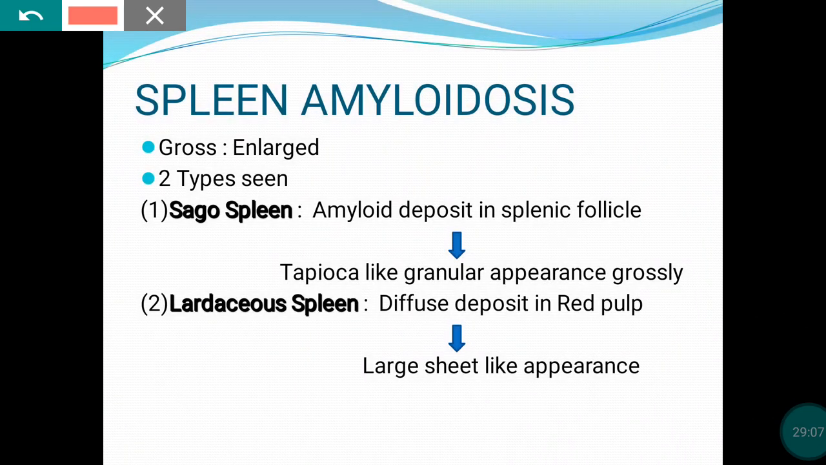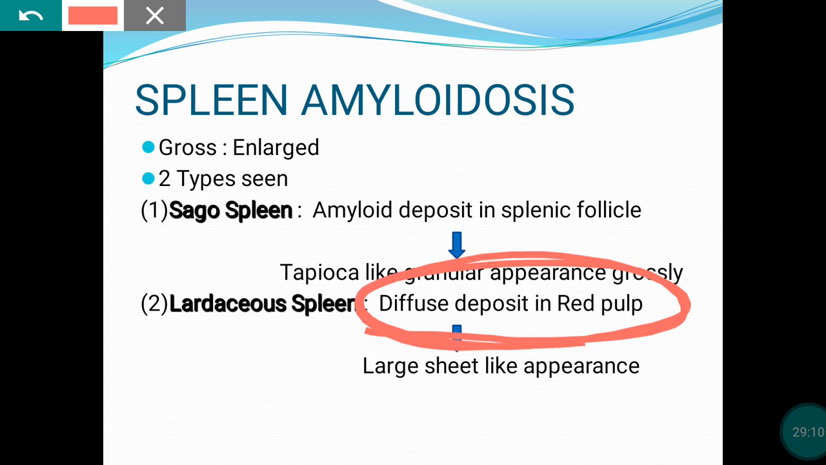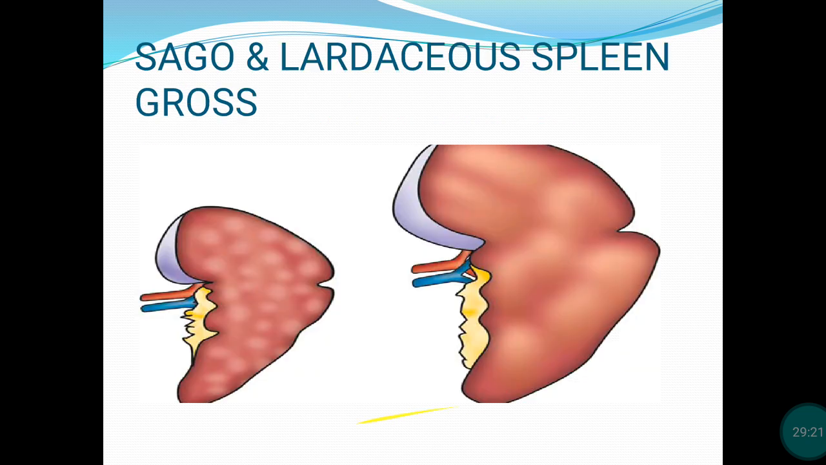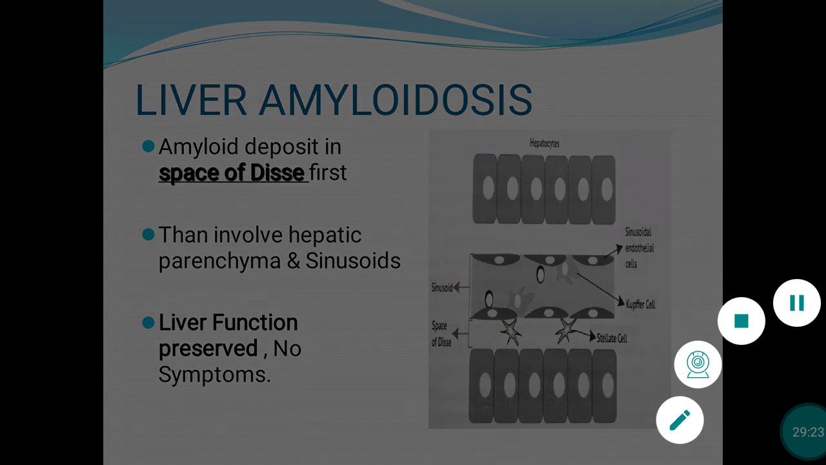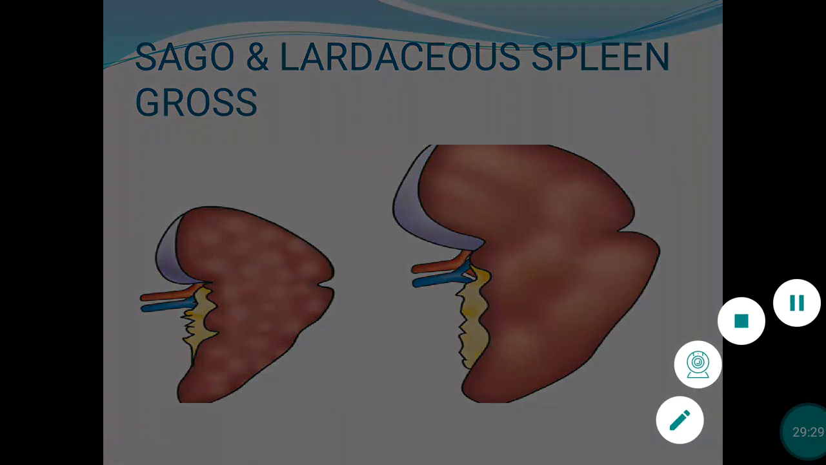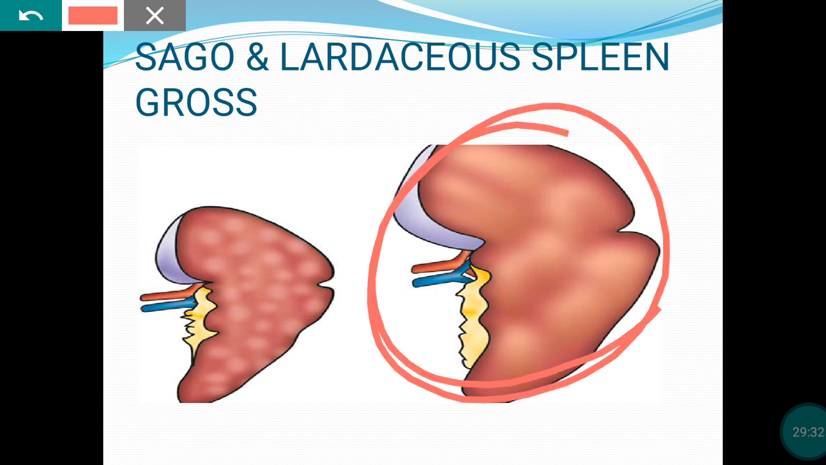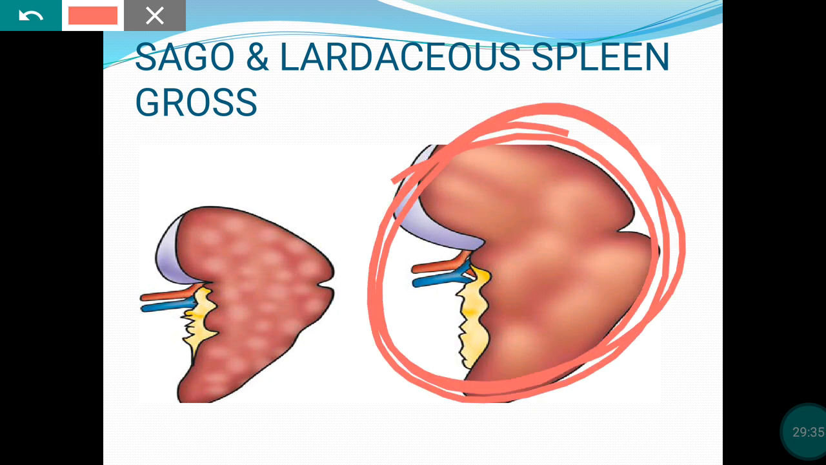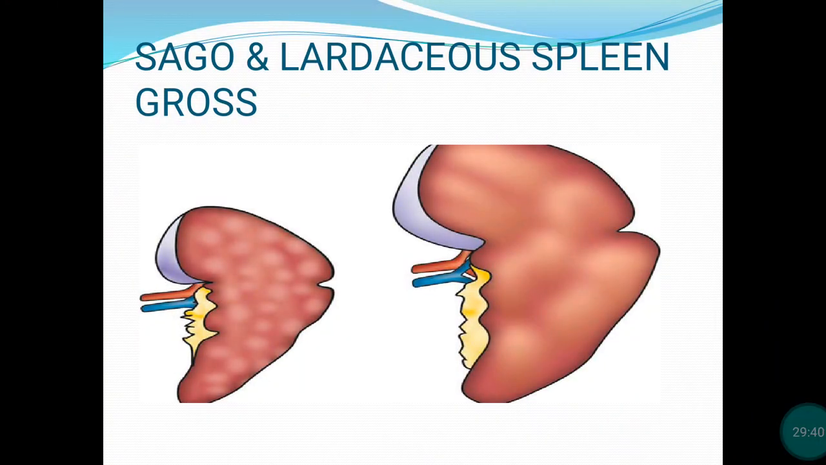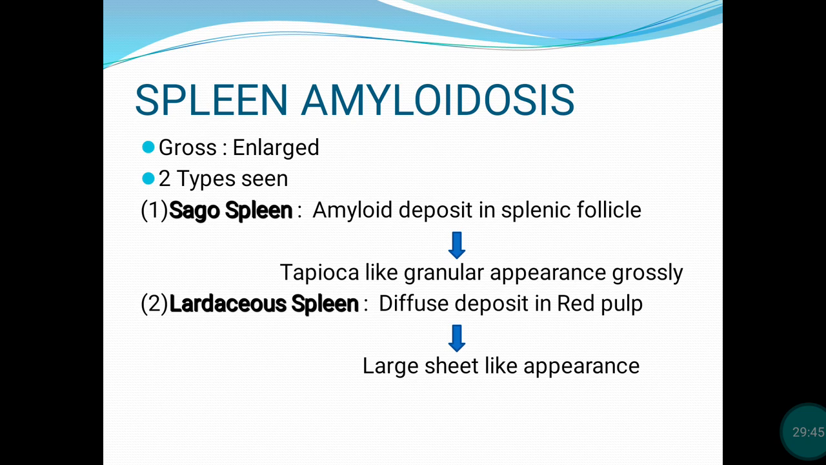But sometimes this deposition is in the red pulp and it is diffuse. If the deposition is in the red pulp of spleen, then it will give an appearance like that of lard, and it looks like pig meat. So it is given the name lardaceous spleen. Here the deposition is sheet-like, very large. I have taken this figure from the Harsh Mohan book of pathology. That is also another good book for understanding the pathology.